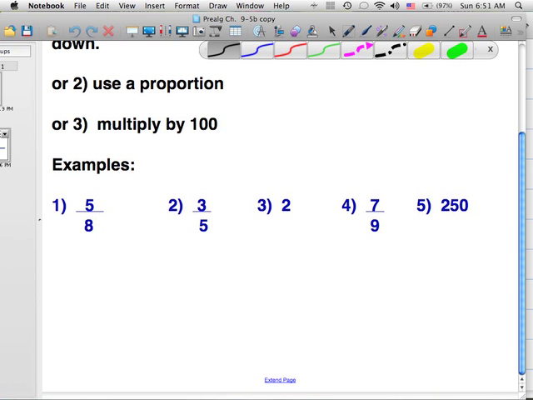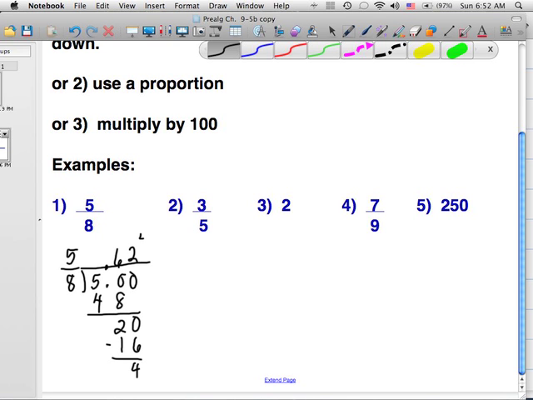So I'll do all three with the first one. So I have 5/8. Let's change it into a decimal first. Take 8 into 5. Since we're working with percent, we carry it out two places. 8 goes into 56 times. That's 48. And we have 2 left over. Bring down the 0. 8 goes into 20 twice. That's 16. We have 4 left over. So we get 62 and 4/8, which is 62 and 1/2%.